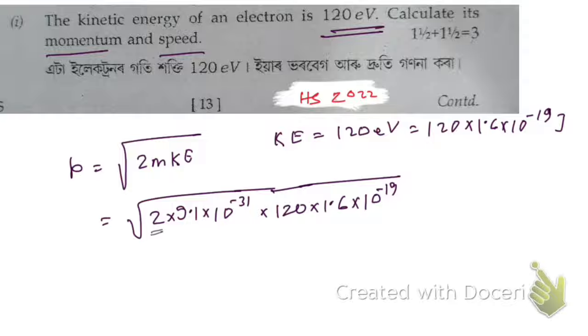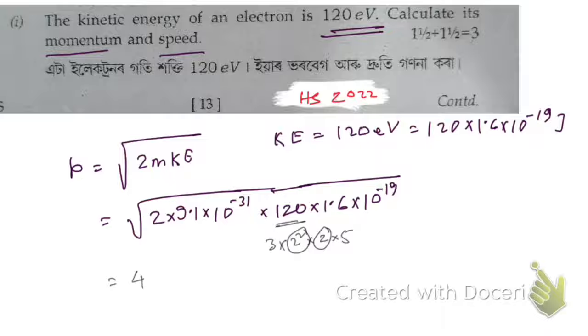So 2 into 120 is 3 into 2 square into 2 into 5. So this 2 and this 2 square, 2 square, 2 square, 2 to the power 4. So square root of 2 to the power 4 is 2 square, that means 4, right? That means 4.